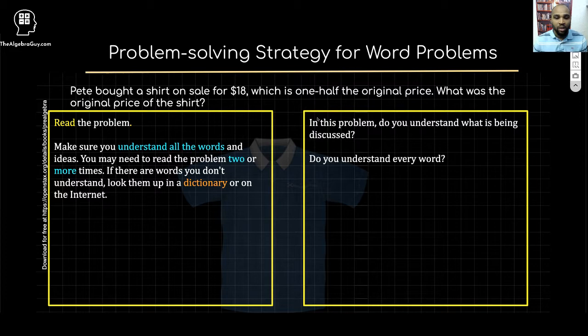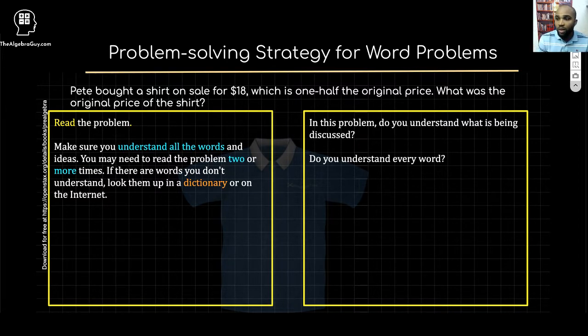So in this case, what would we do? In this problem, do you understand what is being discussed? Do you understand every word? So Pete bought a shirt on sale for $18, which is 1/2 the original price. Now, if we didn't understand, what mistake could we have made? We could have easily said, which is actually where my mind went, I thought $9 because I thought half of 18 is easy. And that's what a lot of students are going to think.